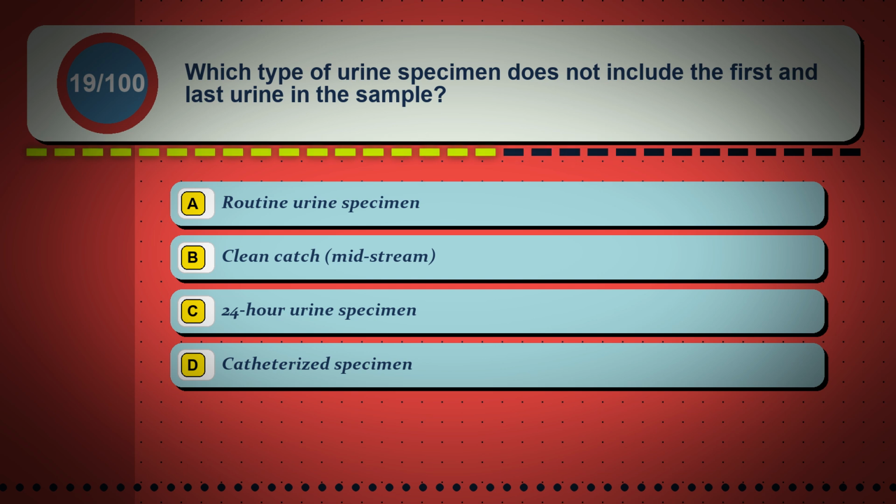Question 19. Which type of urine specimen does not include the first and last urine in the sample? Option A, a routine urine specimen. Option B, clean catch, midstream. Option C, a 24-hour urine specimen. Option D, catheterized specimen.